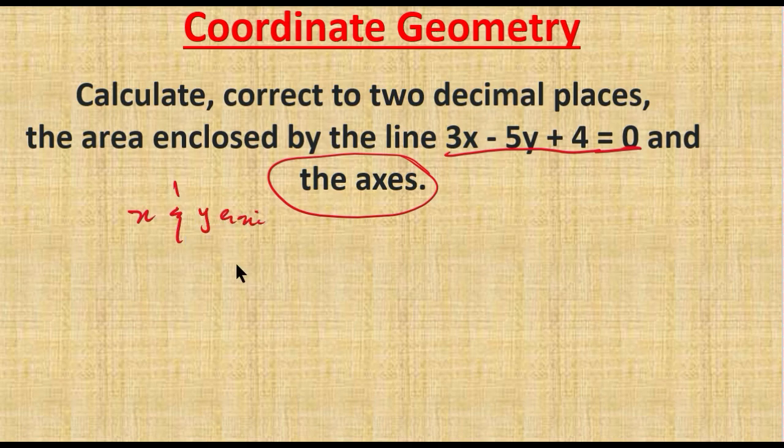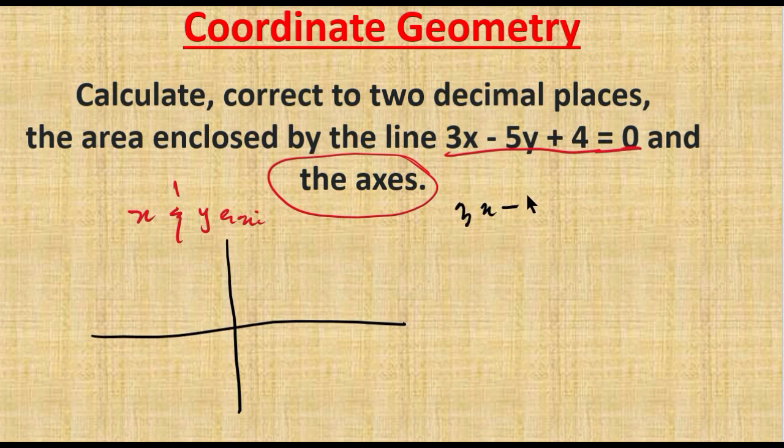Let's get started. The first thing I want us to see is the orientation of this line, the x and the y-axis. Now here is the equation of the line: we have 3x minus 5y plus 4 equals 0. And we'll be told that this line encloses a particular area between the axis, that is between the x and the y-axis. Now we're going to find our points when y is equal to 0 and the point when x is equal to 0. Now let's look for the point when y is equal to 0.